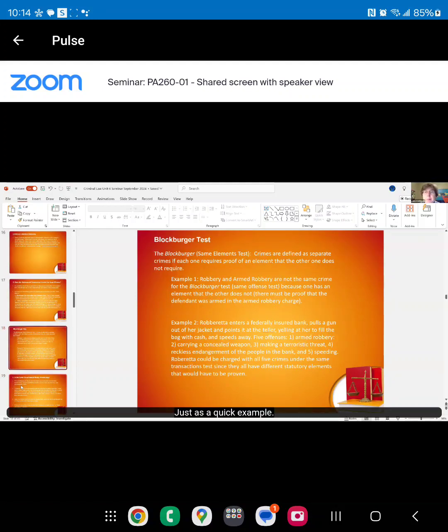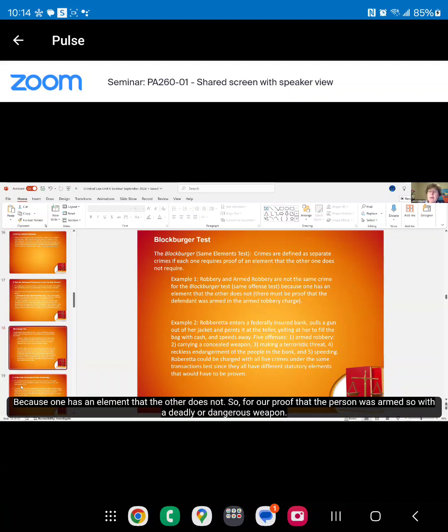Just as a quick example, under the Blockburger test, robbery and armed robbery are not the same crime, because one has an element that the other does not. For armed robbery, there has to be proof that the person was armed, so with a deadly or dangerous weapon.